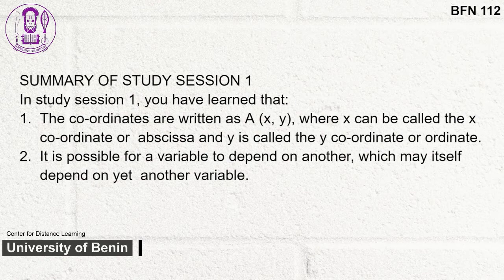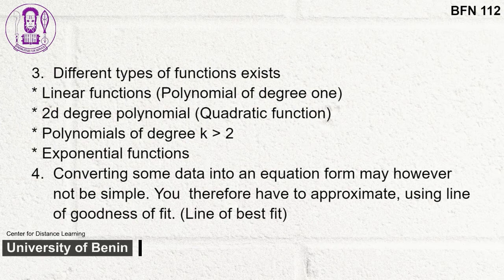2. It is possible for a variable to depend on another, which may itself depend on yet another variable. 3. Different types of functions exist: linear functions, polynomial of degree 1, 2nd degree polynomial, quadratic function, polynomials of degree k greater than 2, exponential functions. 4. Converting some data into an equation form may, however, not be simple. You therefore have to approximate, using line of goodness of fit, line of best fit.